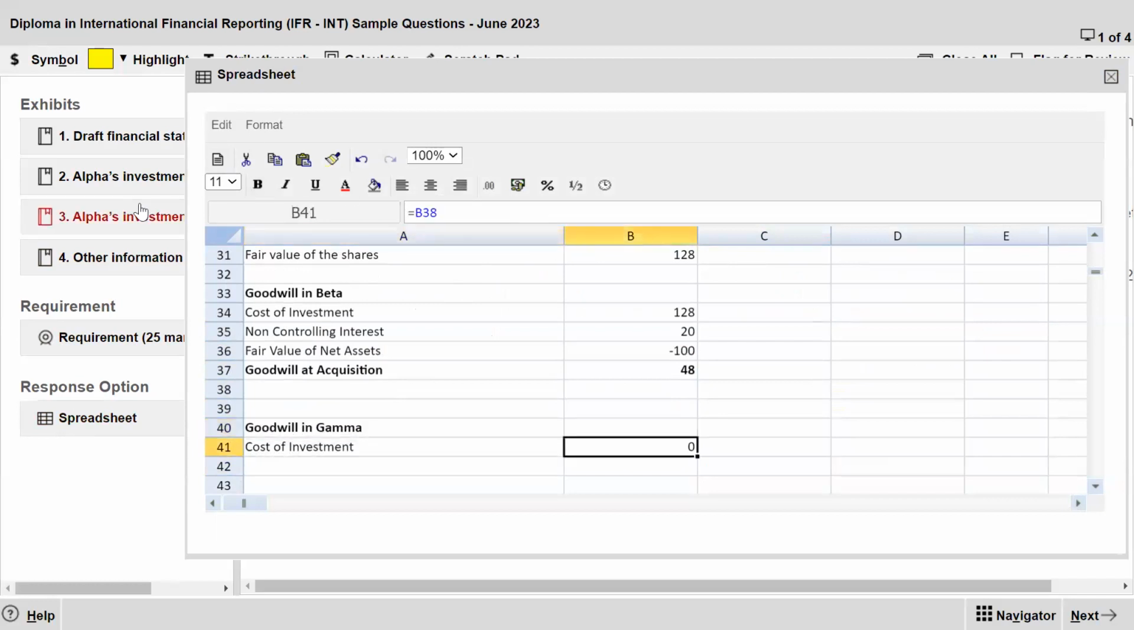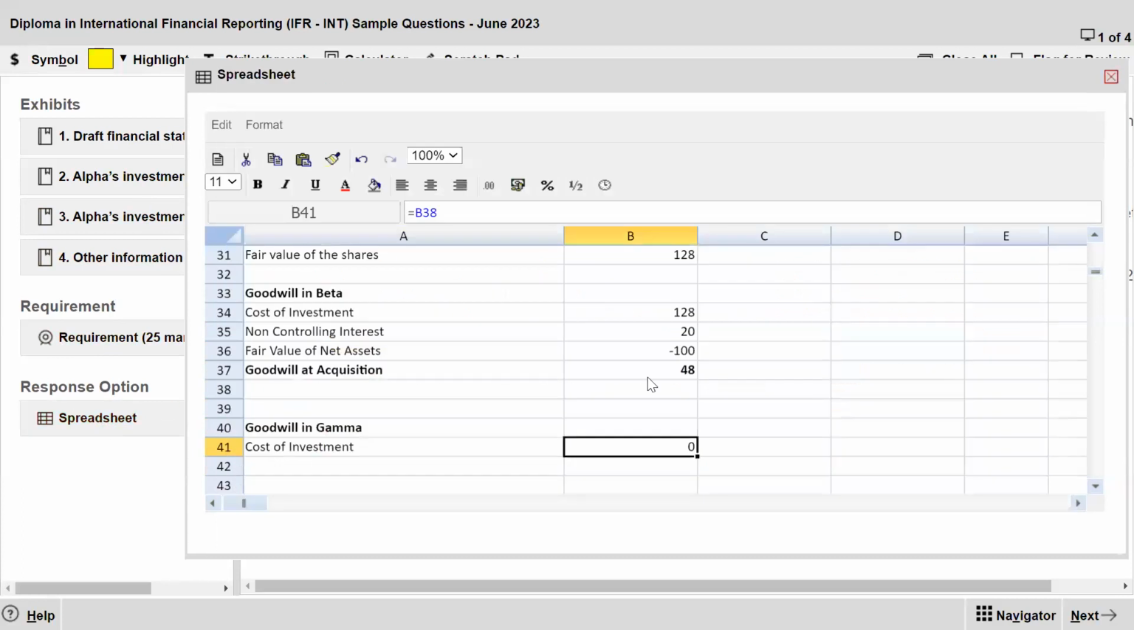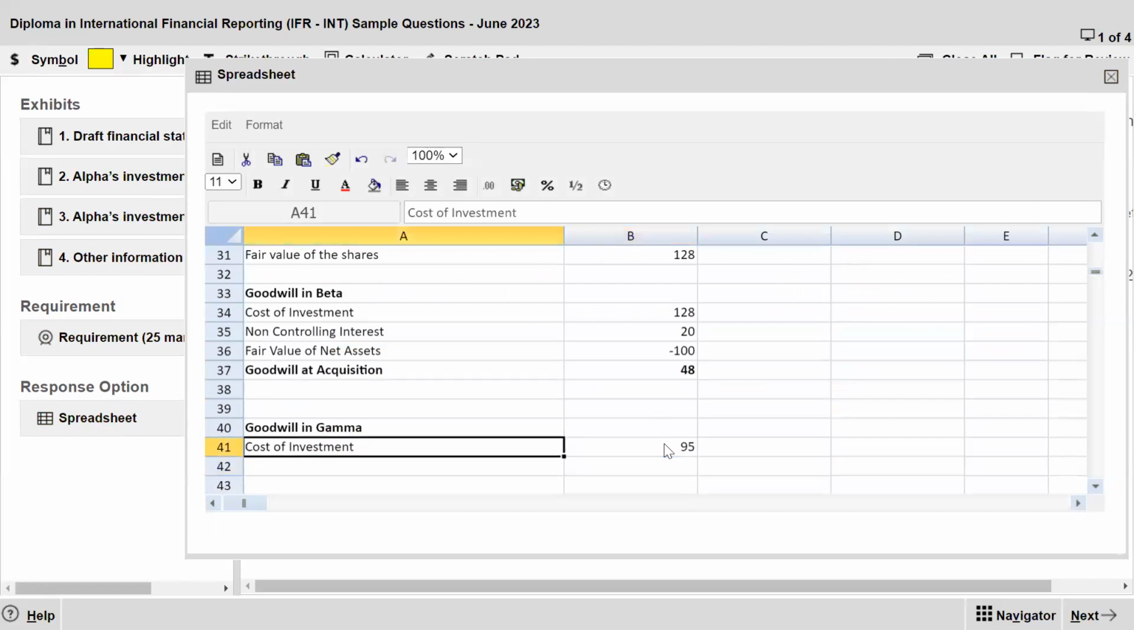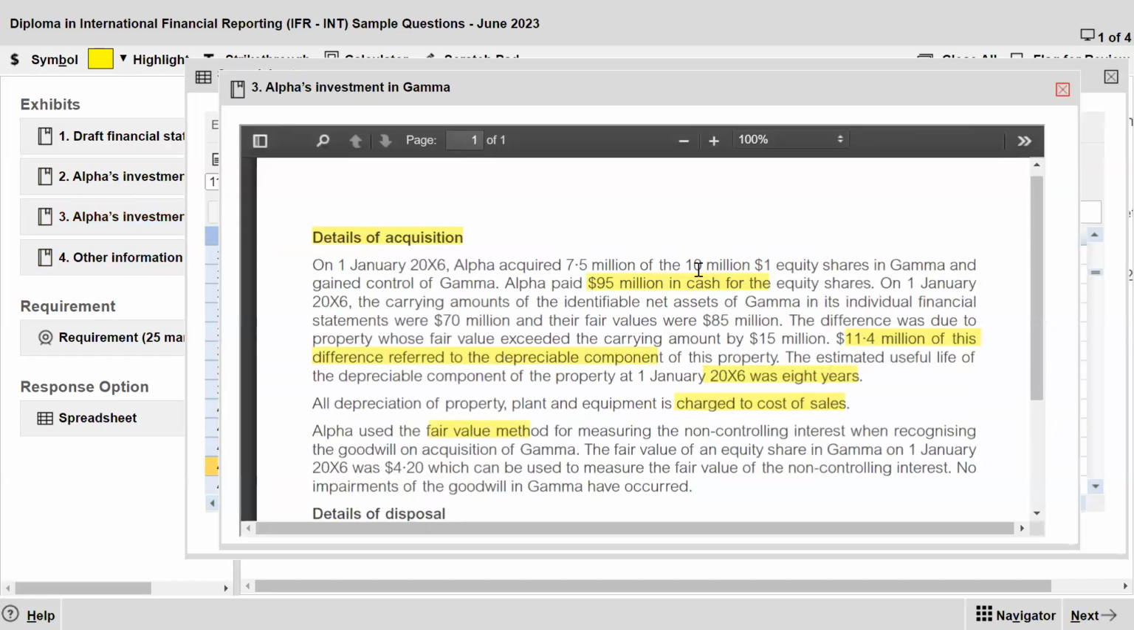For the cost of investment, what do we have? $95 million is what we paid, right? $95 million is what we paid. Then the non-controlling interest. If you want to talk about the non-controlling interest, what is it going to be? It says that you acquired 7.5 million of the 10 million equity shares, right?